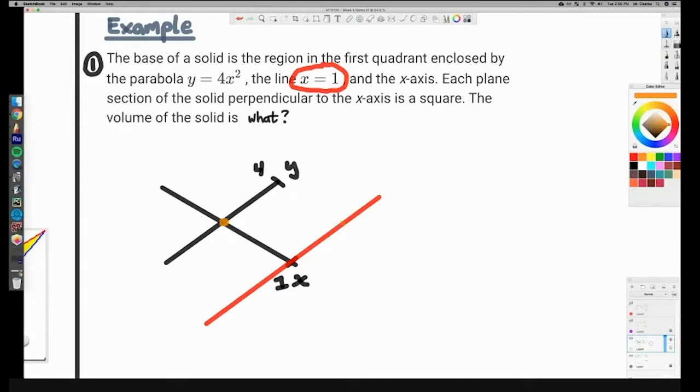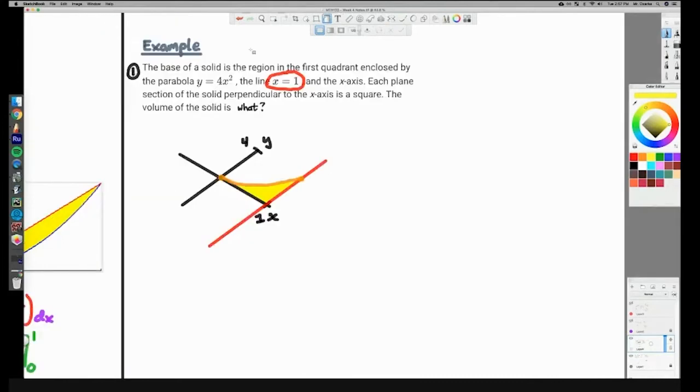Goes from here to here. This is really hard to draw because you're trying to make this look like a parabola. That does not look like, oh, maybe a little bit. But those are never fun to draw. But the base is what's enclosed or bounded by whatever I just drew right there. So this part right here, that's the base that I'm going to draw all my, in this case, squares.